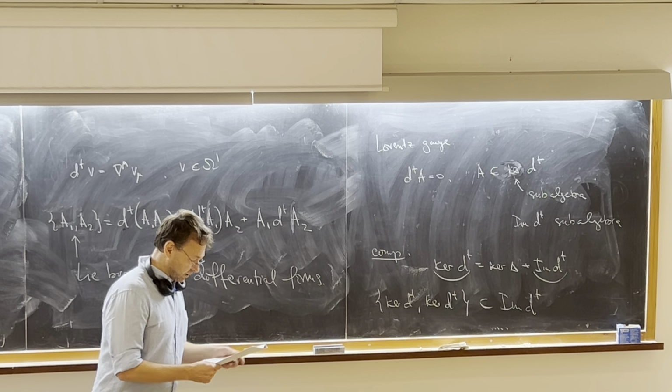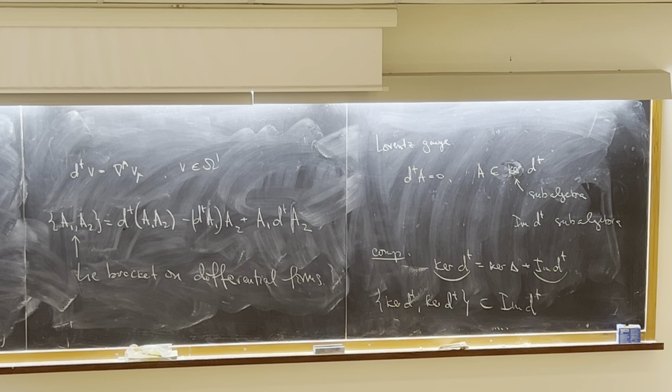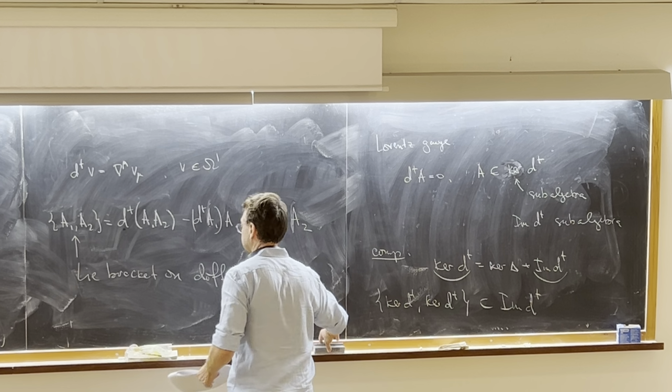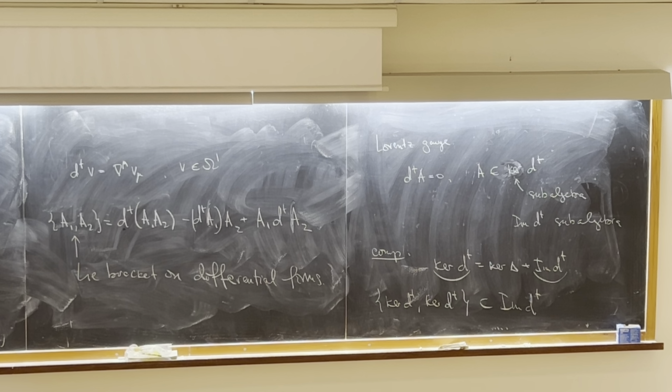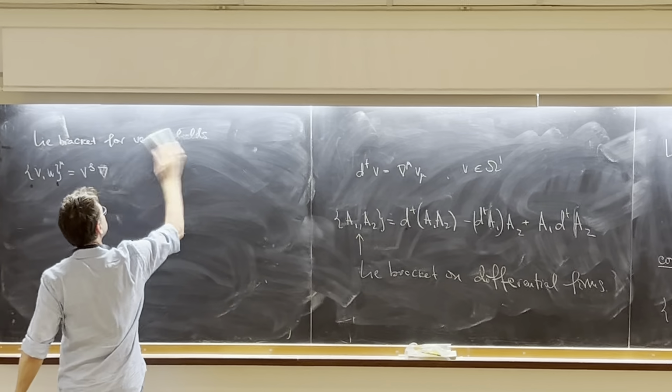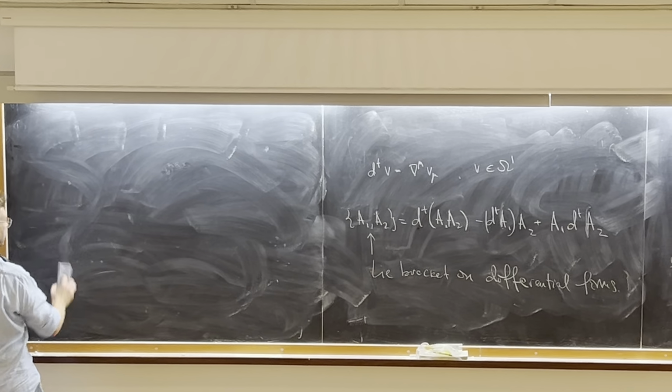Okay, so there is this bracket on one-forms when I put in Lorentz gauge, but of course this is not all. There is something else to discuss, because as you saw from the previous example, I also had some invariant pairing.